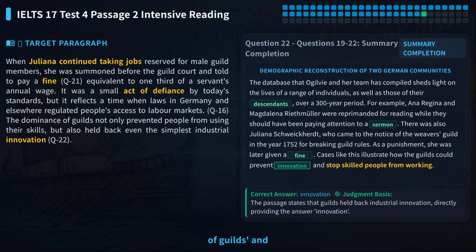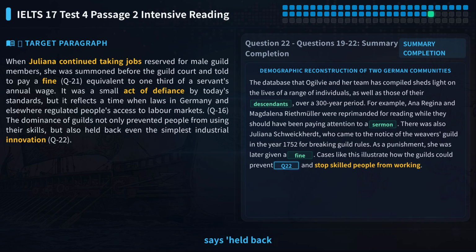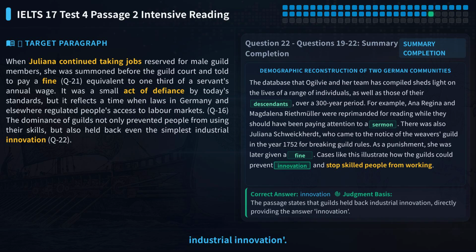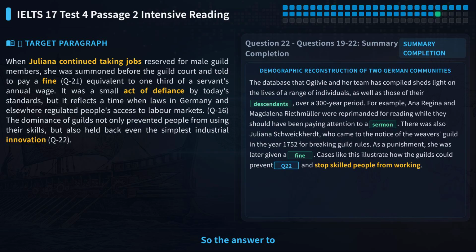The phrase dominance of guilds and prevented people from using their skills are exactly the same words in the original text, so the answer should be at the end of this sentence. The original text says held back even the simplest industrial innovation. Notice that the word innovation appears directly in the original text, no substitution is needed. So the answer to question 22 is innovation.